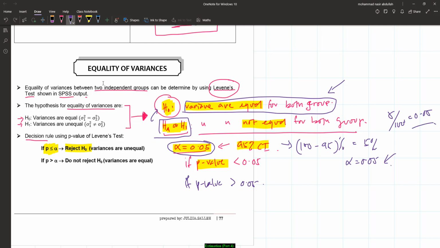Right. So if the p-value is less than 0.05, which is our alpha, we're going to reject the null hypothesis. So we're going to conclude the alternative hypothesis, which is that the variances are not equal. If the p-value is more than 0.05, we're going to accept the null hypothesis and we conclude that the variances are equal. Right, can you understand? I've repeated this three times already.